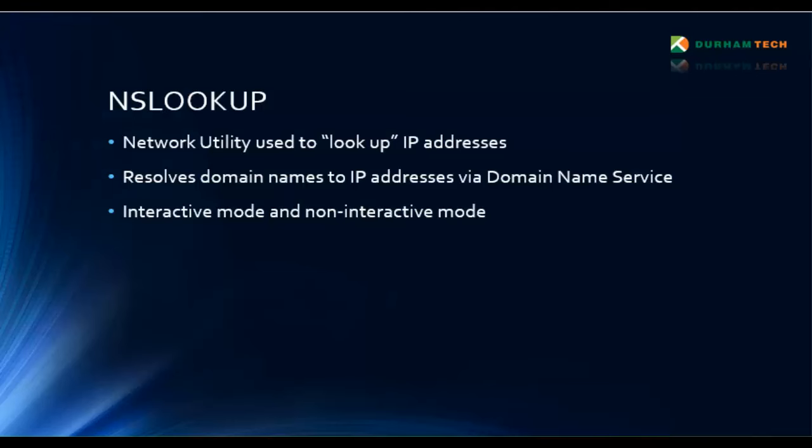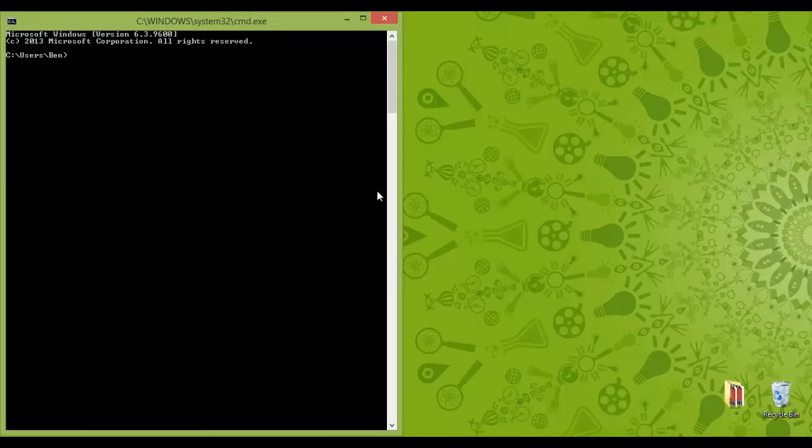To run an Nslookup, you're going to open your command line. So you're going to hold down the Windows key and press R, type CMD, which brings up your command line interface. And there's two different ways that you can run Nslookup. The first one is to just type Nslookup, and then you can type a host name. In this case, I'm going to do durhamtech.edu.